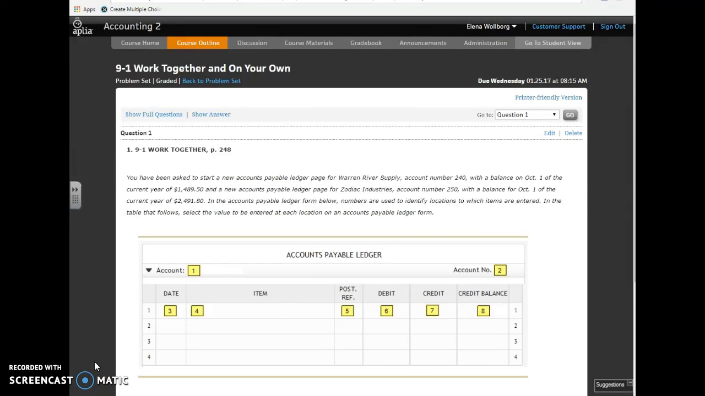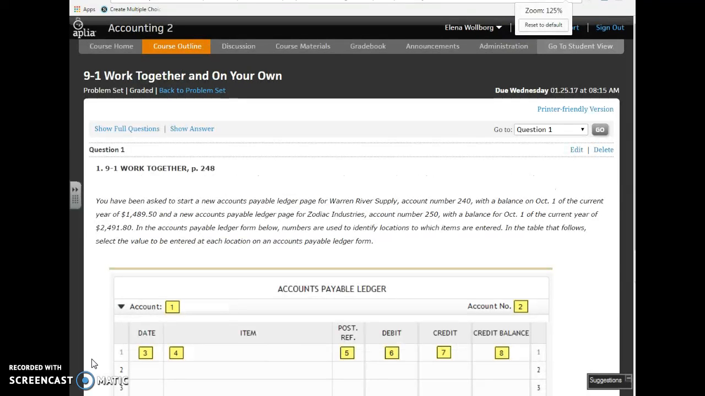Hi everyone, we're here working on 9.1 and we'll probably also fit 9.2 into this recording. So 9.1 work together and 9.2 work together. On 9.1 work together, all we're doing here is they want us to open up an accounts payable ledger.